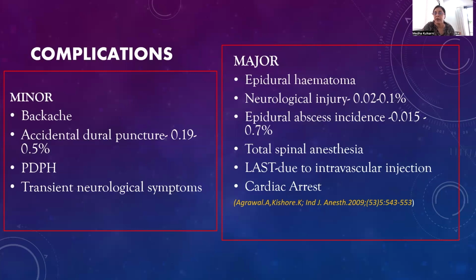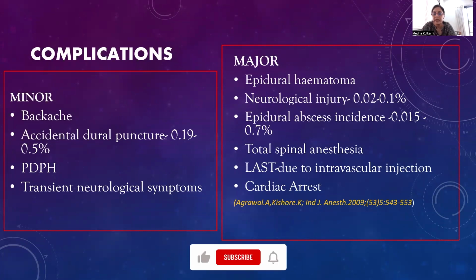Similarly, the incidence of epidural abscess is also very low, and proper aseptic precautions can definitely prevent this. Total spinal anesthesia may occur if accidental dural puncture occurs. A large amount of local anesthetic is injected into the intrathecal space, and this might lead to spinal anesthesia. So complete vigilance is very necessary.